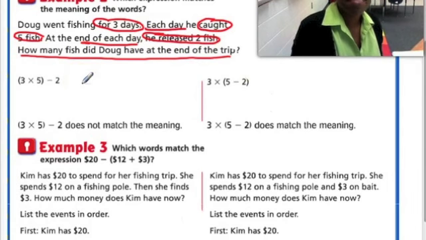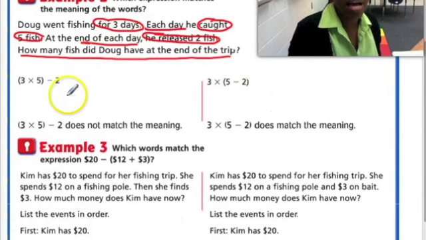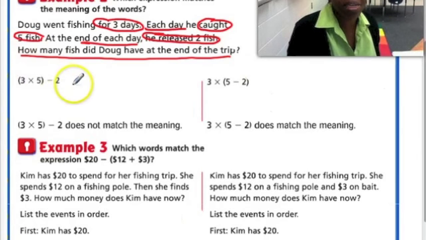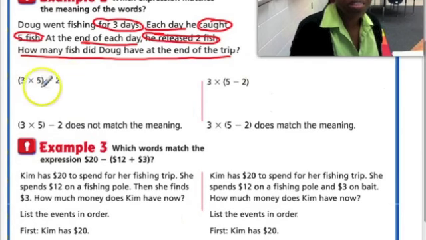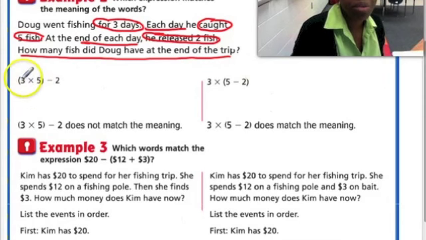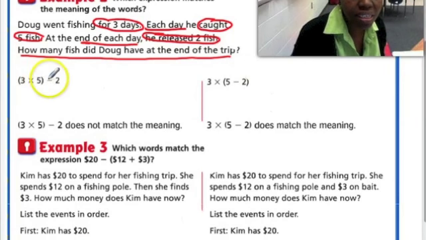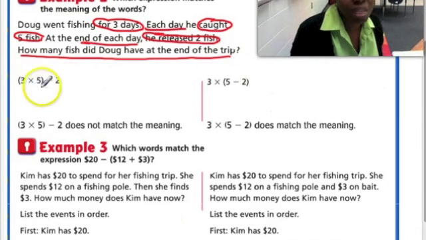Now, I'm going to think about this and how to look at this to see if it matches the words. So, 3 times 5 minus 2. This is saying that 3 days he went fishing. Each day he caught 5 fish. That's 3 times 5. After he did this total, this amount he got, then he's going to release 2 fish. Take 2 fish away from this total. That's what this is saying. 3 times 5 minus 2.